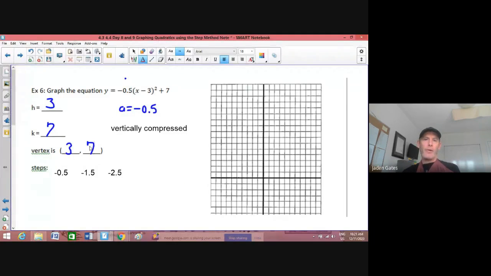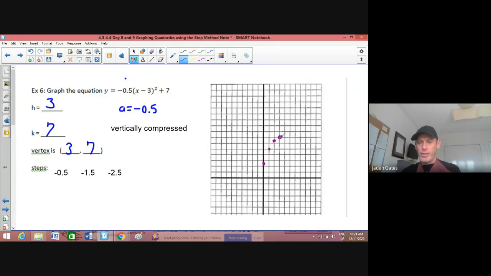All right, so again, we have our vertex. We have our steps, so it's time to graph a parabola. Let's see here, 3, 7. So right 3, up 7. There you go. Over 1, down a half. Again, because my steps are negative. Over 1, down 1.5. Over 1, down 2.5.